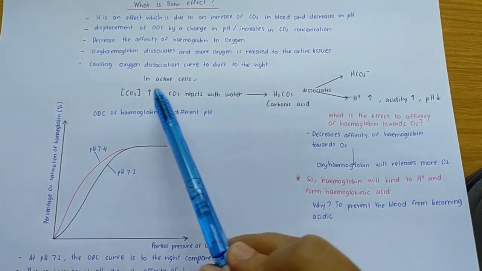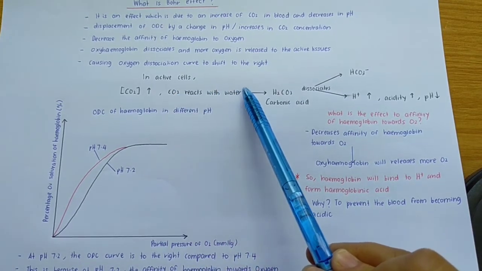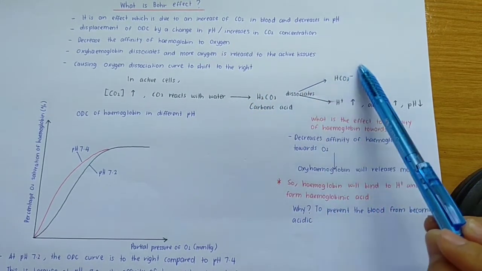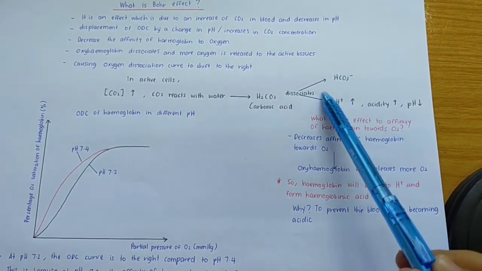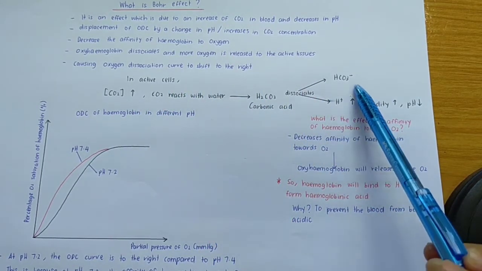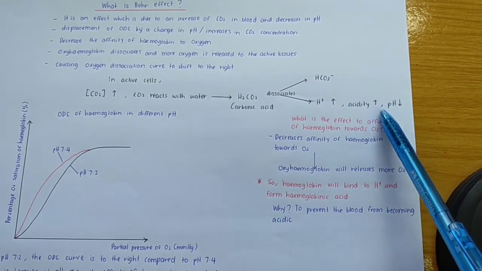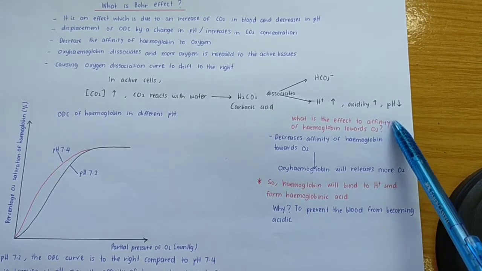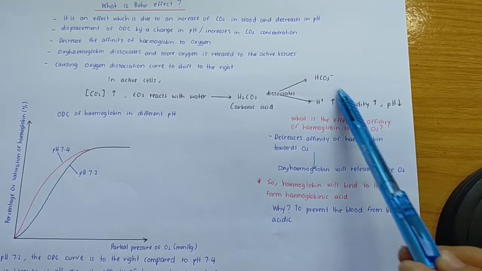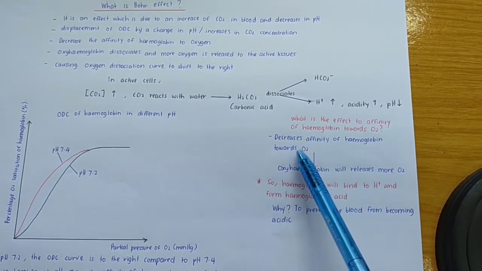So in active cells, when the concentration of carbon dioxide increases, this carbon dioxide will react with water to form carbonic acid, and this carbonic acid will dissociate into bicarbonate ion and also hydrogen ion. So bila carbon dioxide tinggi, hydrogen ion pun akan tinggi. So bila hydrogen ion tinggi, the acidity of blood also will increase and it will lower the pH. Okay, so what is the effect on the affinity of hemoglobin towards oxygen when this situation occurs? It will decrease the affinity of hemoglobin towards oxygen.